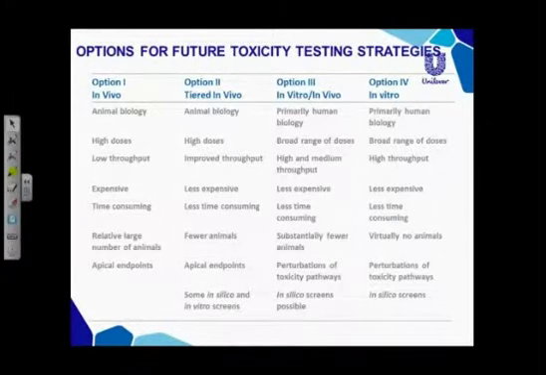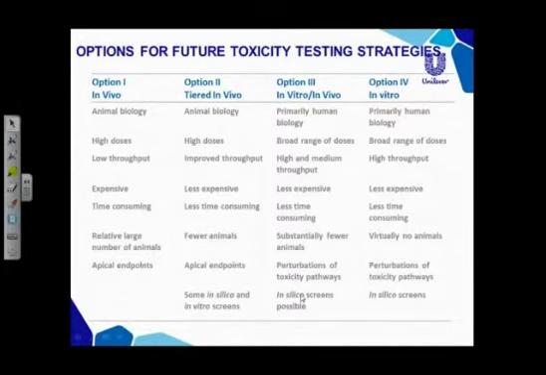This is another figure from the report, but they really were trying to set out the options for future toxicity testing strategies. We could just stay with the status quo, where we're working entirely in vivo. We're anchored in animal biology. We're looking at high dose effects, apical endpoints. It's low throughput, really expensive, very time consuming. It doesn't say there, but often it's quite misleading. We use large numbers of animals.